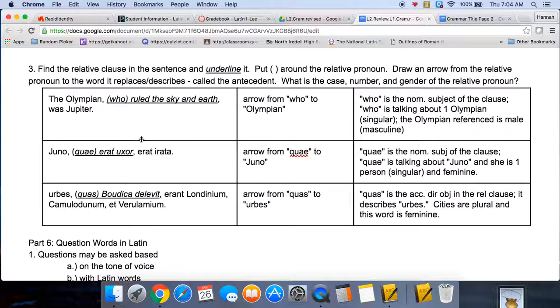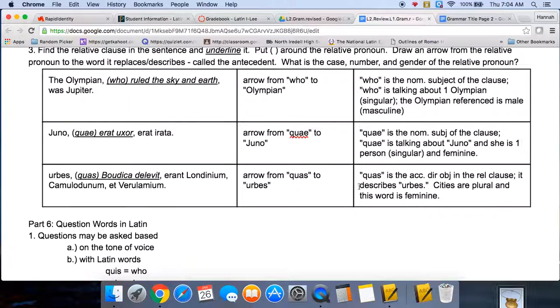I can't draw arrows with the laptop. If you know how, let me know, because I don't know how to do that yet. But the whom is talking about the Olympian. Quae is talking about Juno. Quas is talking about Urbs. So Olympian, Juno, and Urbs are all called antecedents. Okay, so you can kind of read over more of the information about that too.